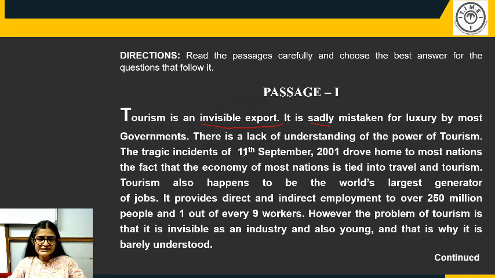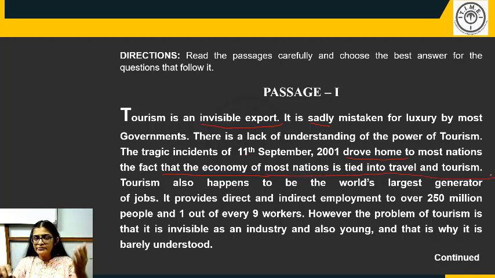The tragic incidents of 11th September 2001 drove home to most nations. Drove home is an expression which means made clear. It drove home means it made it very clear. What did it make clear? The fact that the economy of most nations is tied into travel and tourism.